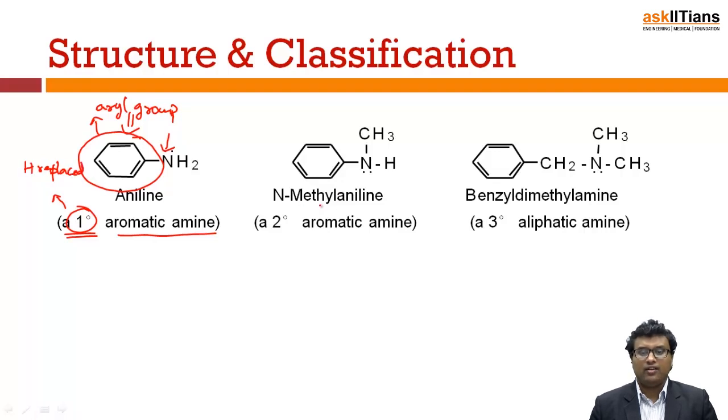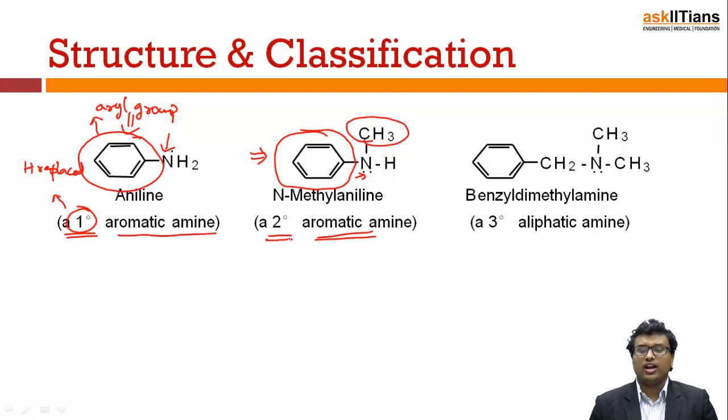Next, you have N-methyl aniline. It is a 2 degree aromatic amine. Why is it still an aromatic amine? Because whenever your nitrogen is attached to at least 1 phenyl group, it is called an aromatic amine. So even though there is 1 alkyl group, it is still considered an aromatic amine. So it is 2 degree. Why again 2 degree? Because I have 2 hydrogens replaced.